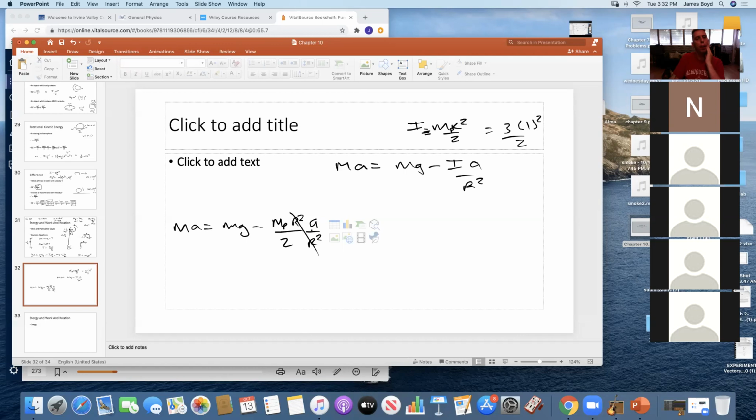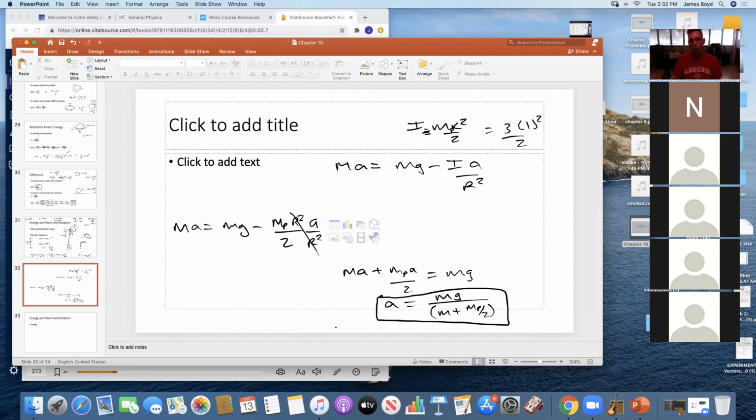That goes away. I'm going to move this to the other side, and what I get is M of the block, A, plus M of the pulley, A, over 2 is equal to mg. Solving this for A, I get mg over M plus mass of the pulley over 2. This is the acceleration of my block. If it falls from rest, so V initial is 0, and I let it go a distance of 3 meters, let's say, I want to know what V final is.